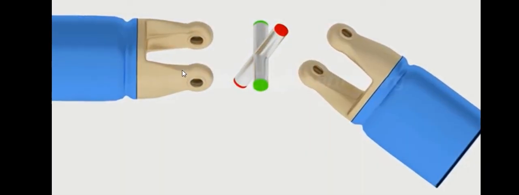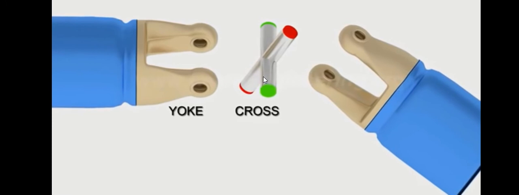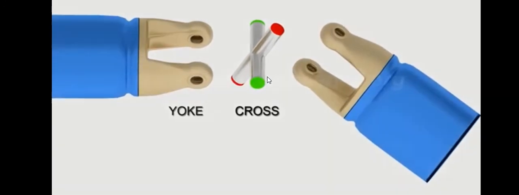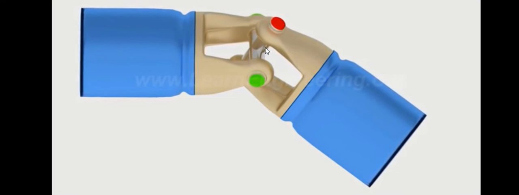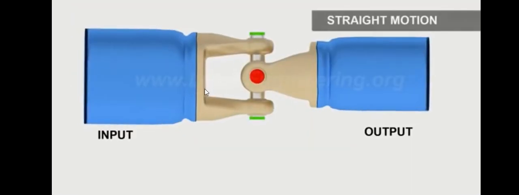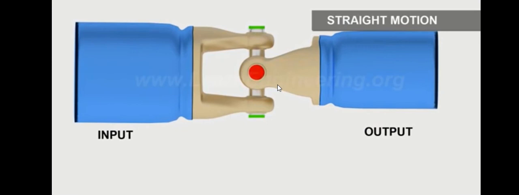So this will be the yoke, and this will be the cross. This cross is also known as spider. Sometimes it is called a spider. So those will be connected at four joints. And if these were not connected for angular purpose, it should be rotating at the same velocity.